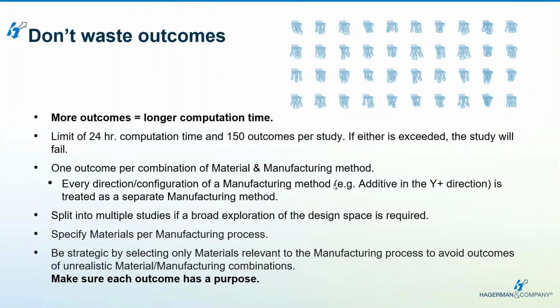There is a limit of 24 hours of computation time and 150 outcomes per study. The study will stop if it hits any of those limits. And there is an outcome that generates per combination of material and manufacturing methods. So if I have multiple materials and multiple manufacturing methods in a study, it's going to multiply and make one for each material and each manufacturing method combined. So if I have 5 materials and 5 manufacturing methods, I'm going to have 25 different outcomes.